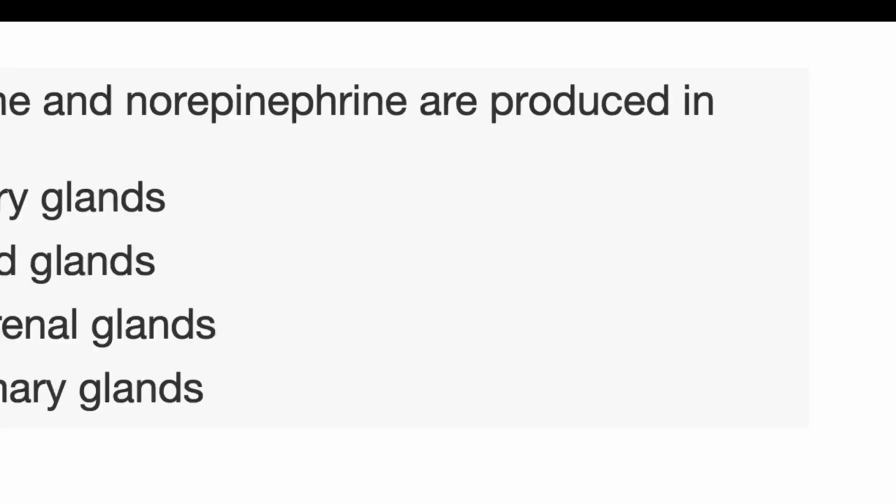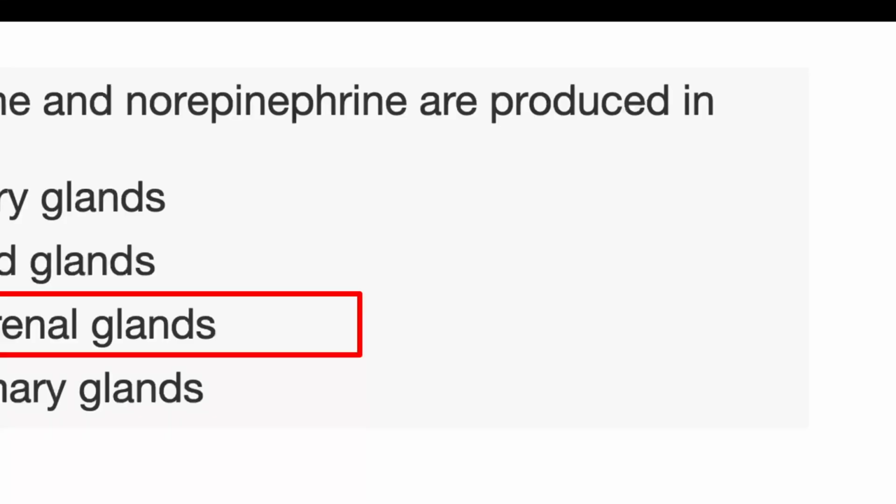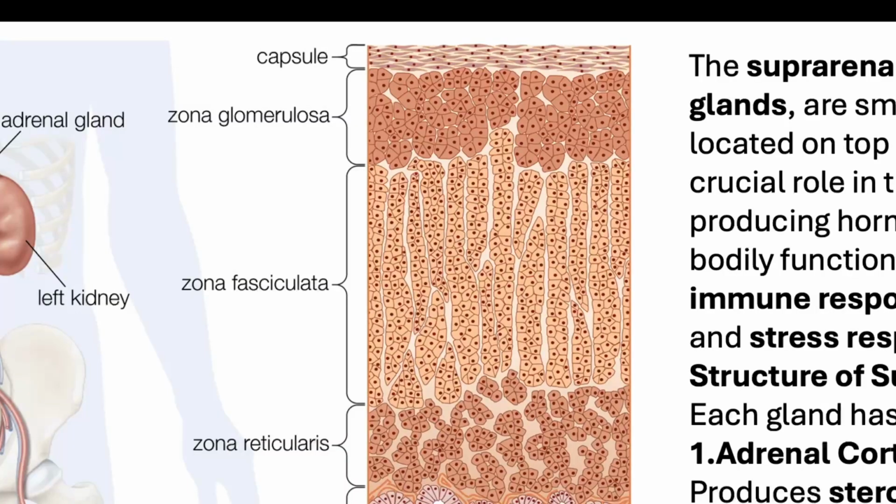Epinephrine and norepinephrine are produced in? The correct answer to this question is option C, suprarenal glands. Suprarenal glands, or adrenal glands, are the ones which produce these hormones, epinephrine and norepinephrine. So this is a suprarenal gland or an adrenal gland.